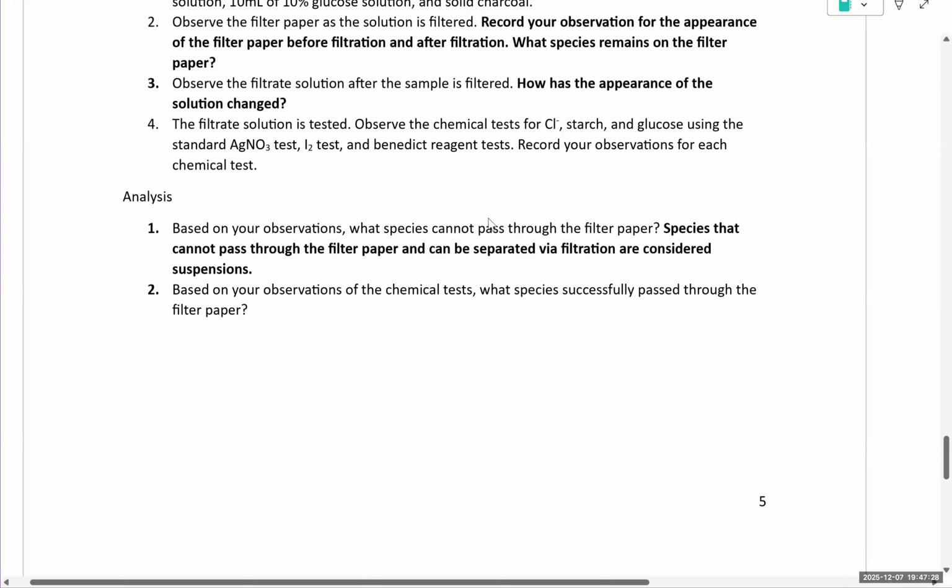Additionally, based on your observations, you're going to tell me what species cannot pass through the filter paper. Species that cannot pass through the filter paper and can be separated via filtration are considered suspensions. And based on your observations of the chemical tests, what species successfully passed through the filter paper?